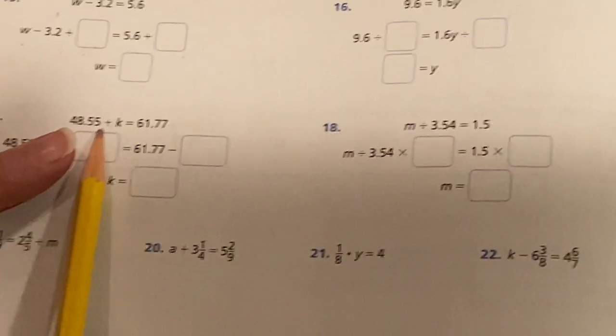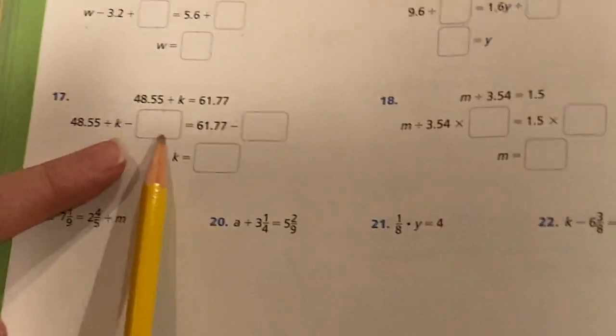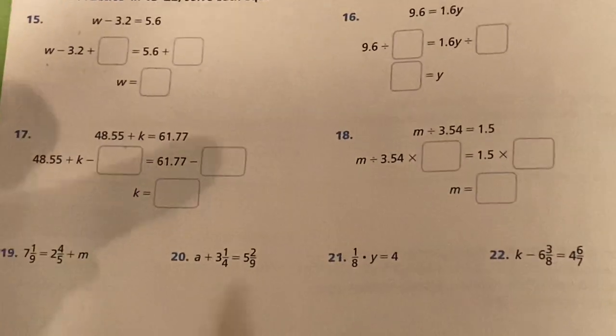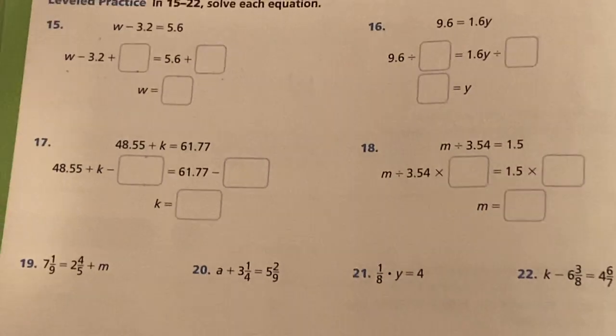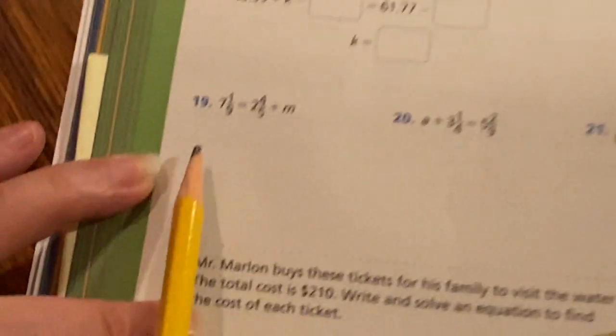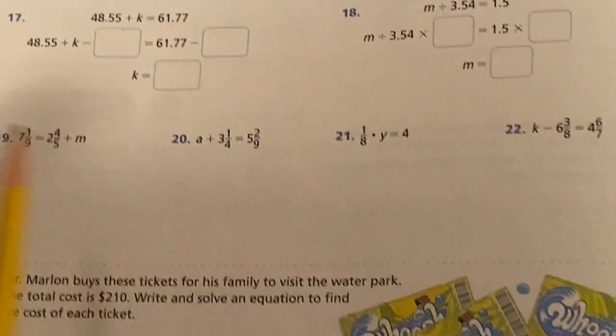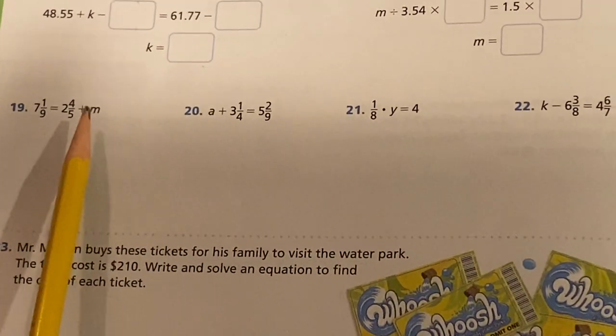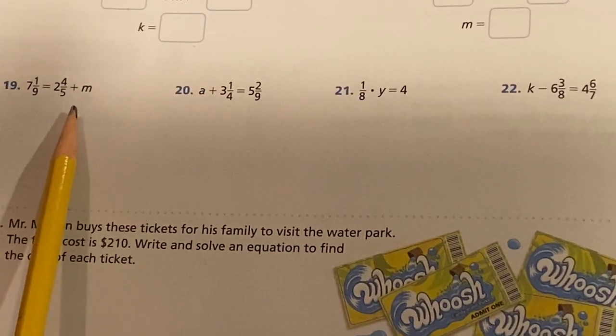So if they're adding something in the equation, then you need to subtract it. If they're multiplying something, you need to divide. If they're dividing, you need to multiply. All right? And then with these ones, you're just straight solving the equation. And remember what you have to do with these fractions when you have to subtract.